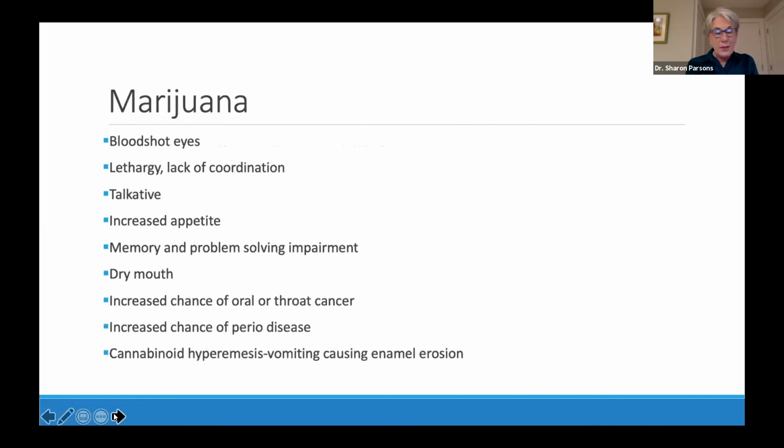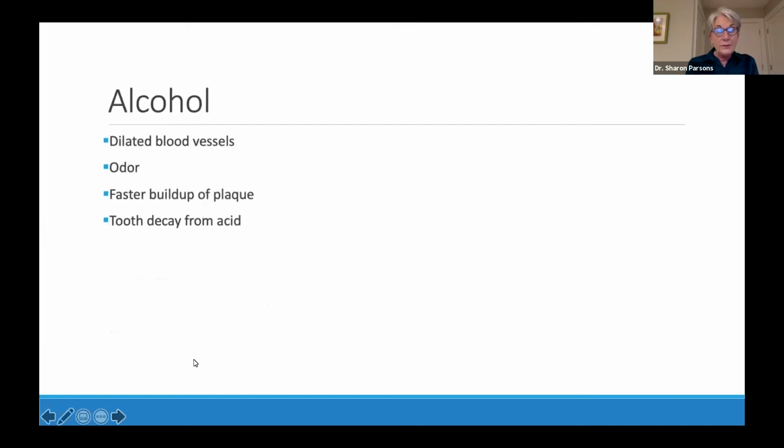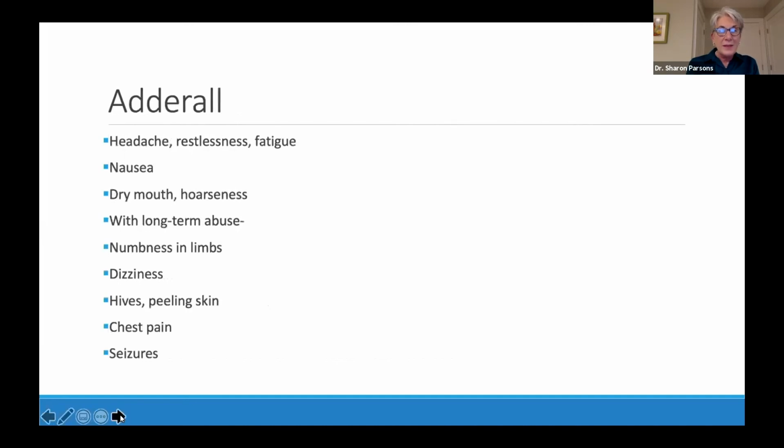Marijuana: bloodshot eyes, kind of lethargic, might be very talkative, memory problems, dry mouth because of the smoke. If they're smoking it, an increased chance of oral and throat cancer, increased chance of perio disease, and they may have enamel erosion from cannabinoid vomiting. Alcohol: dilated blood vessels. You're going to smell it on their breath. They may build plaque faster. They may get tooth decay from acid.